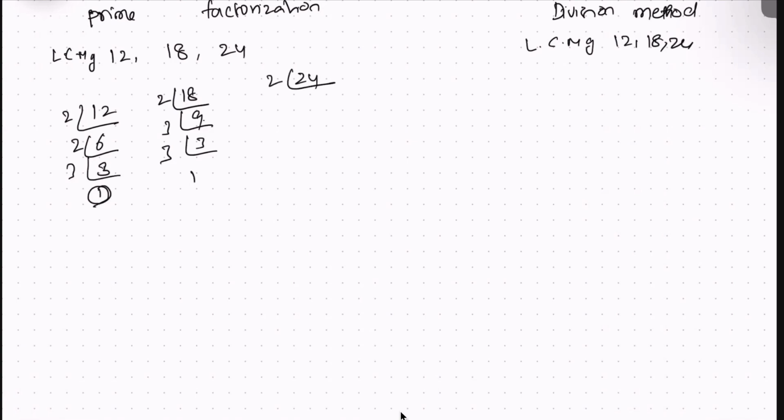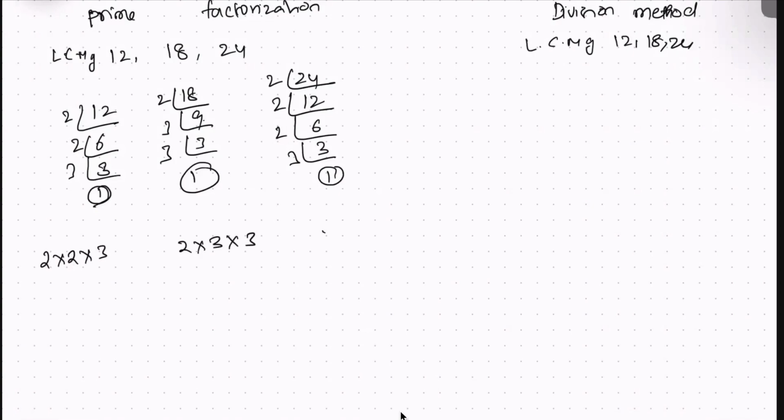24, let's start with 2. 2 times 12 is 24, 2 times 6 is 12, 2 times 3 is 6, 3 times 1 is 3. So you have reached 1 in all the cases, right? So the prime factorization for 12 is 2 times 2 times 3. For 18 it is 2 times 3 times 3. For 24 it is 2 times 2 times 2 times 3.